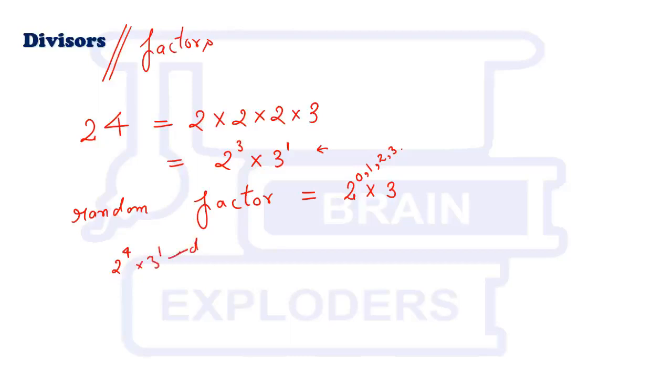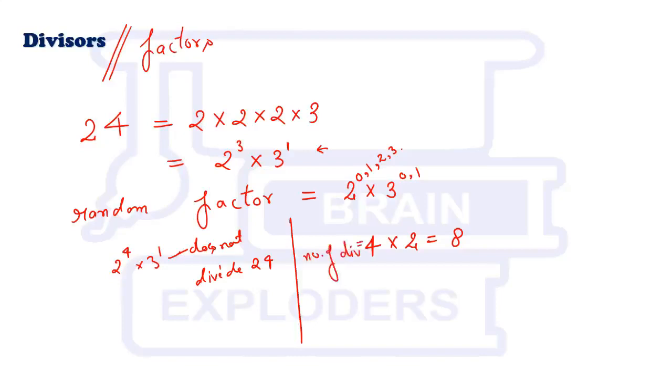It does not divide 24, so it is not a divisor. Okay, so only 4 possibilities are there, and similarly in the case of 3, only 2 possibilities are there. So 4 possibilities times 2 possibilities, which is 8, and these are the number of divisors of 24.